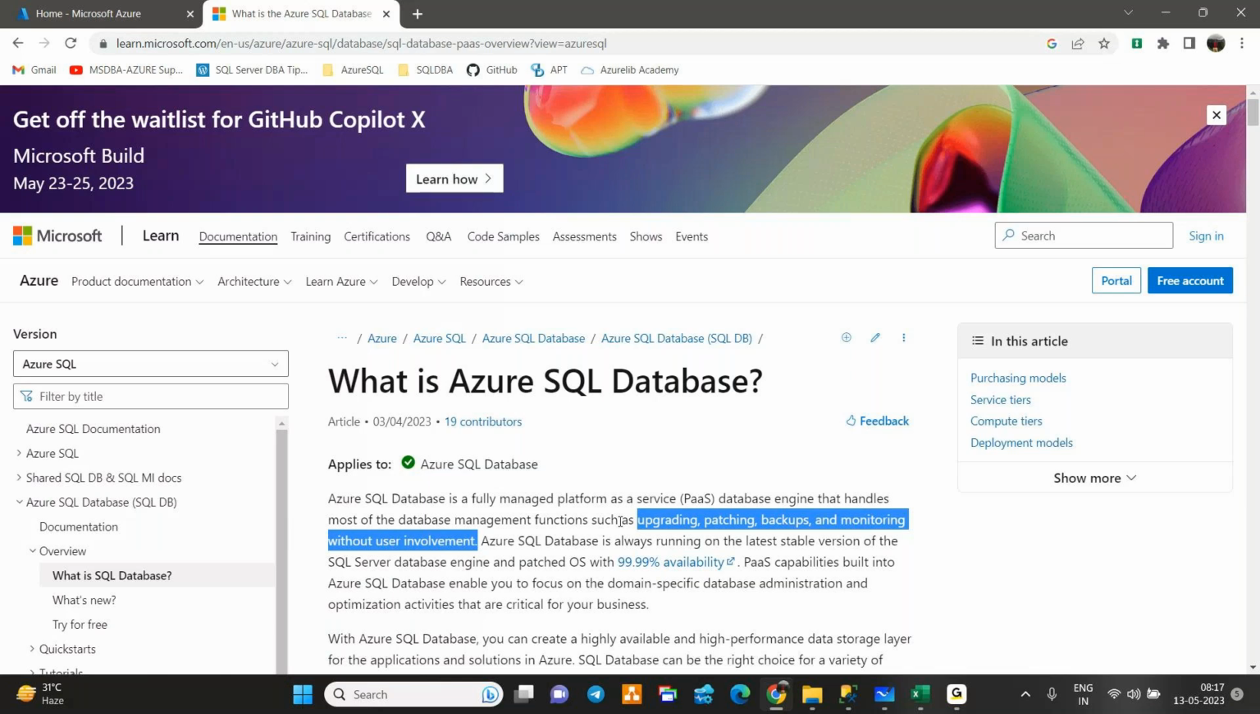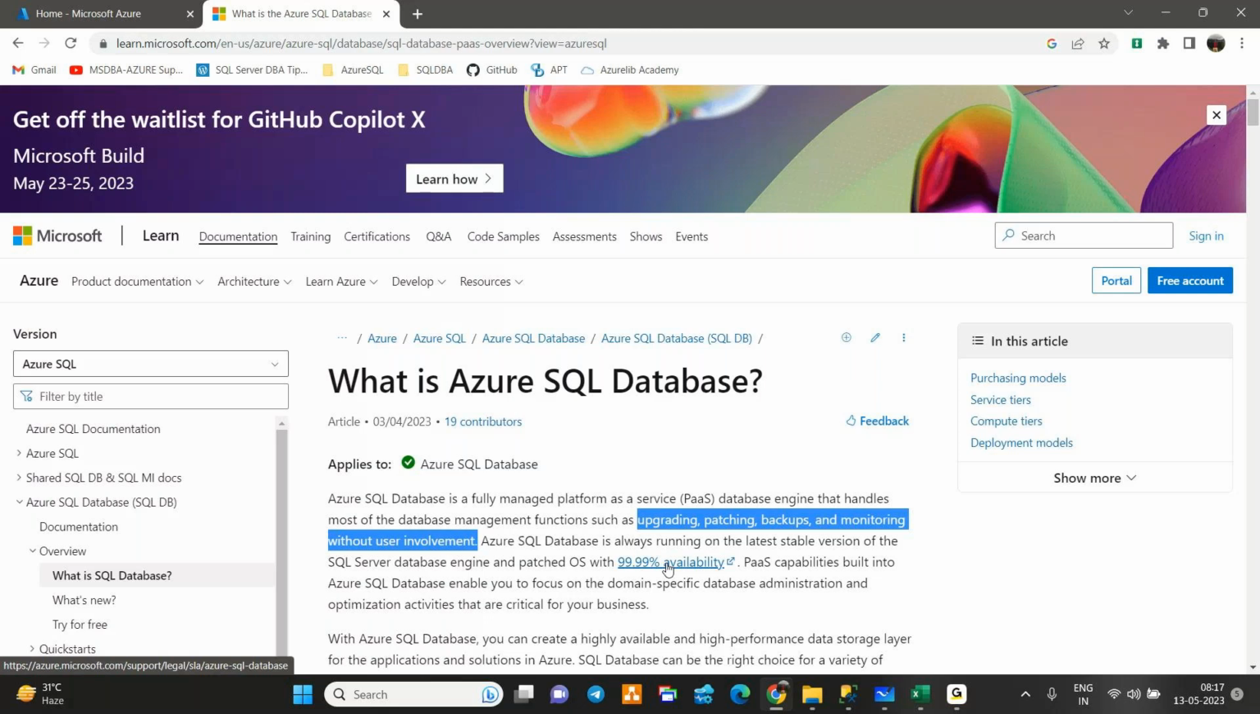See, Azure SQL Database always runs on the latest stable version of the SQL Server database engine and a patched OS, with 99.9% availability. Both Azure SQL Database and Azure MI run on the latest stable version. Latest stable version means what is our current version? SQL Server 2022, correct? Yes, sir.